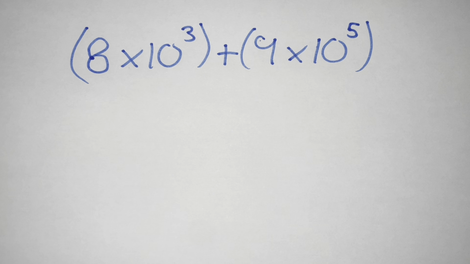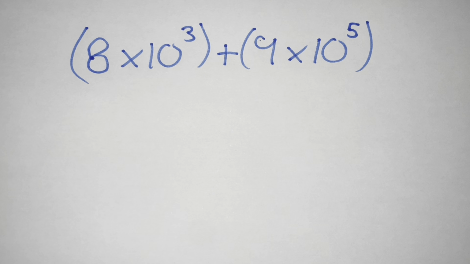This second number stays exactly as it is, 9 times 10 to the power of 5. And now we can see that we have matching powers. We have a power of 5 in both numbers. So we can add together our two coefficients, 0.08 add 9, which is 9.08. Our power stays the same, times 10 to the power of 5.